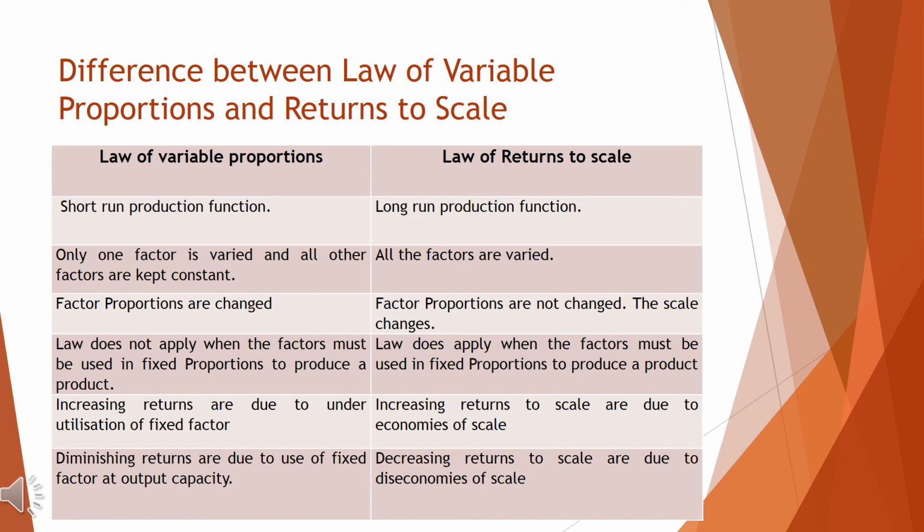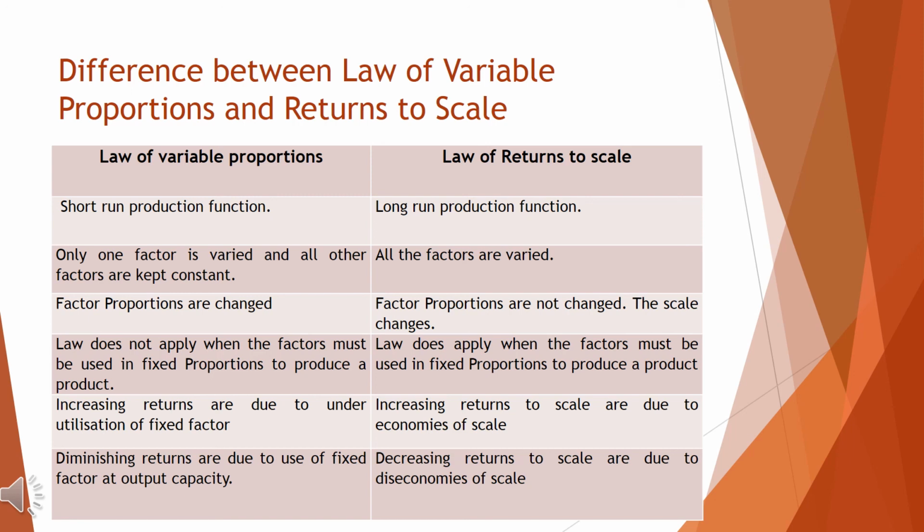In the law of variable proportions, increasing returns are due to underutilization of fixed factors, and diminishing returns are due to use of fixed factors at output capacity. In the law of returns to scale, increasing returns are due to economies of scale. It includes both internal and external economies. Decreasing returns are due to diseconomies of scale. These are basically managerial.